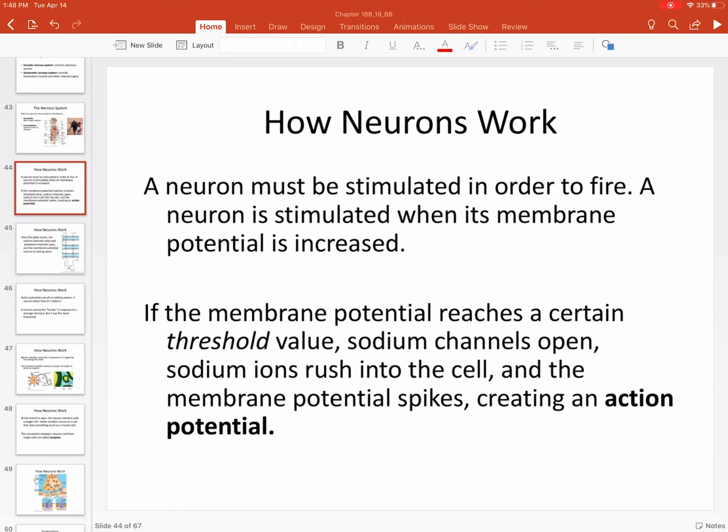Okay, so how neurons work. A neuron must be stimulated in order to fire. Okay, so healthy neurons don't fire all on their own.